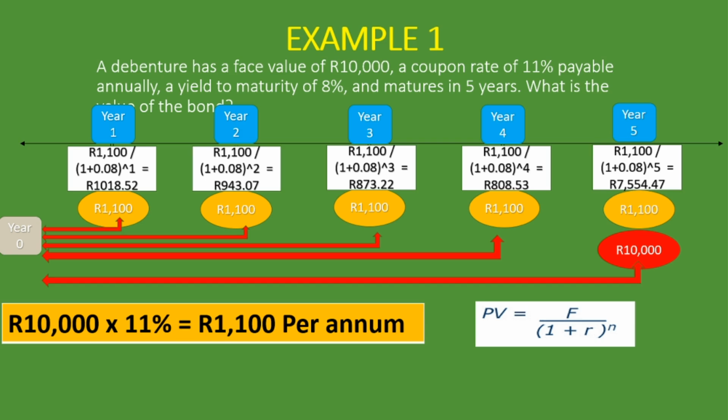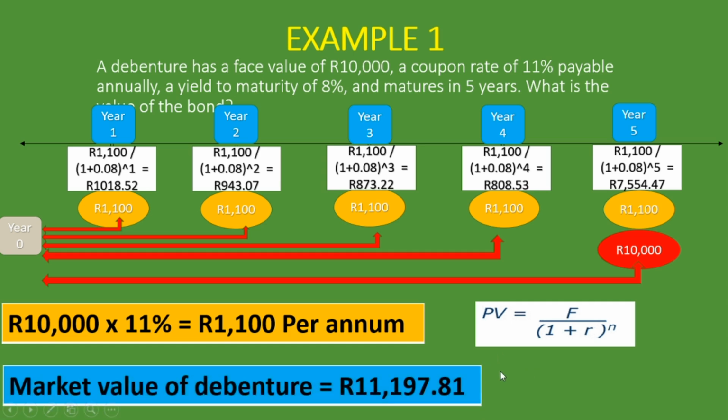Now all you need to do is add all of them together, all the present values that you have gotten for all the years together, and you will get what the present value of the debenture is, or what the market value, or what you will pay for the debenture will be. So the market value of the debenture is 11,197.81 cents. And how did I get that? Remember, I added all of them together, the 1,018 rand 52 cents all the way until 7,554.47 cents, and that is how I came up with the market value of the debenture.